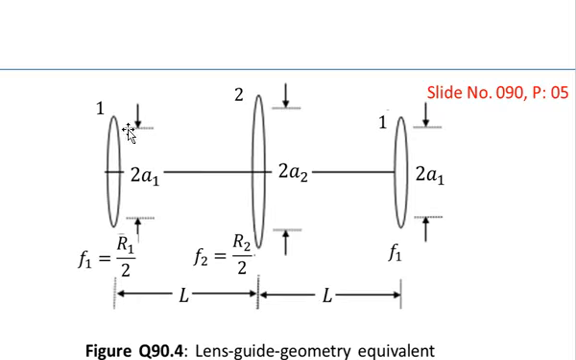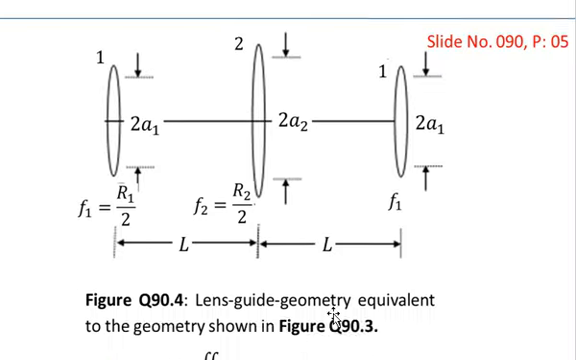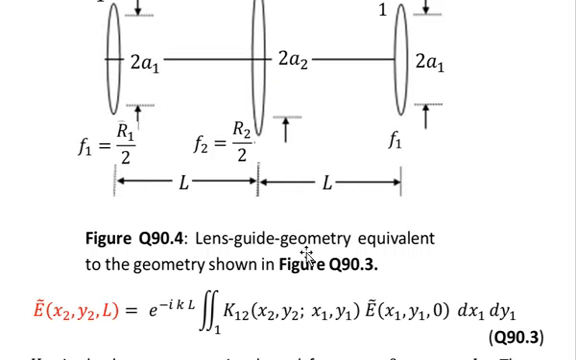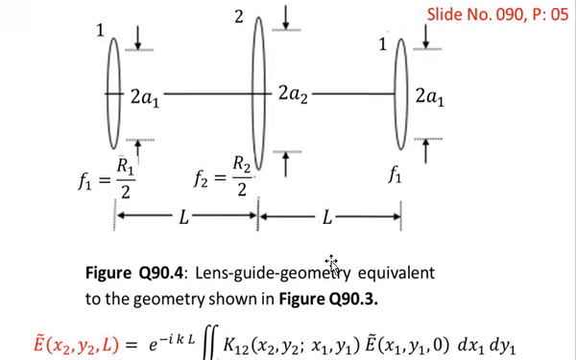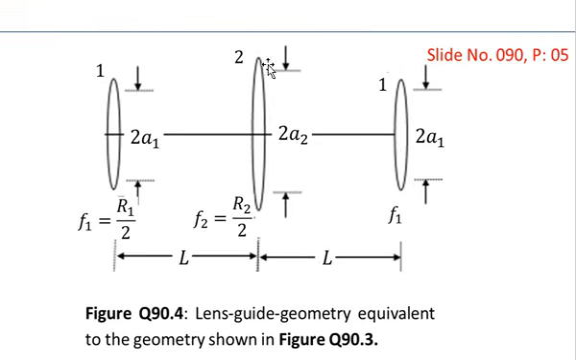The apertures of lens 1 on the left hand side and on the right hand side are equal to 2a1, and the aperture of lens 2 is 2a2. The separation between lens 1 and lens 2 is capital L, and similarly the separation from lens 2 to lens 1 on the right hand side is also equal to capital L. This is the lens guide geometry equivalent to the geometry shown in figure number 3. So you see that we can use this geometry for the purpose of calculations.